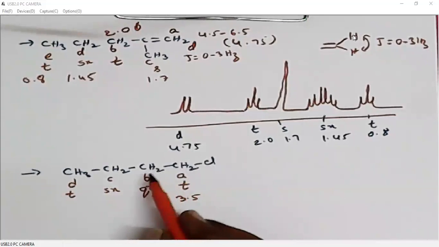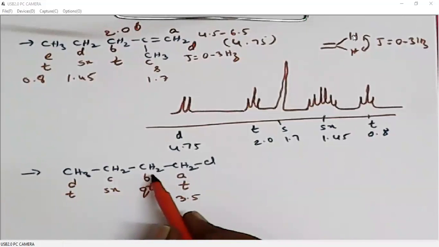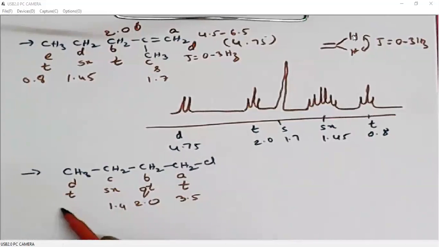Now we know the inductive effect decreases with bond distance. Generally, these two protons will appear at a low delta value. They will appear at 2. And from here, the delta value will be even further lower. So this will appear at a delta value of 1.4. This will appear at a delta value of 0.9.